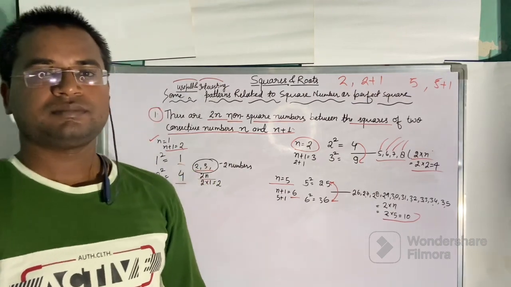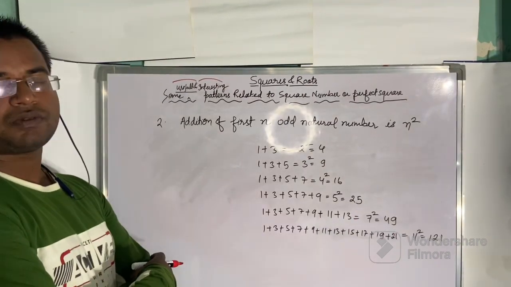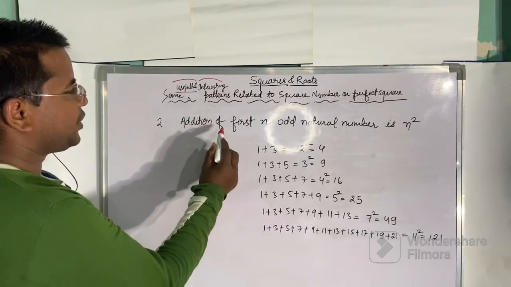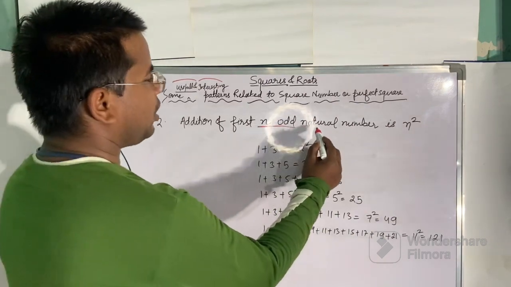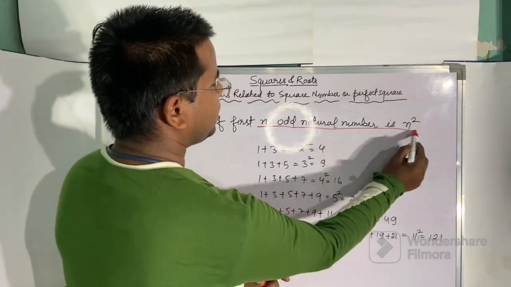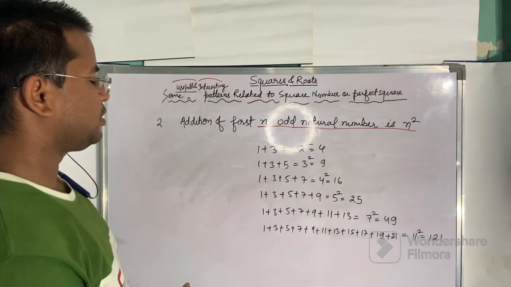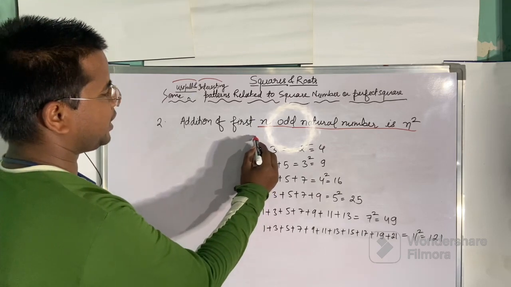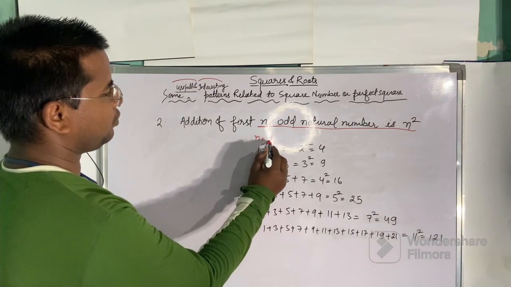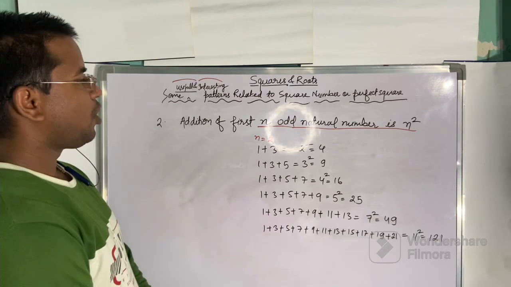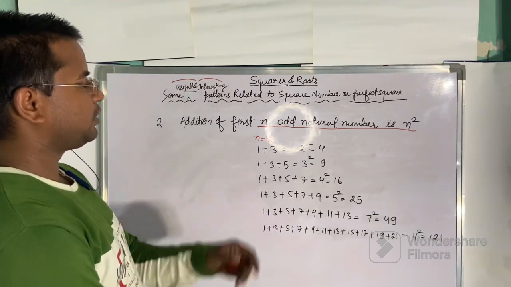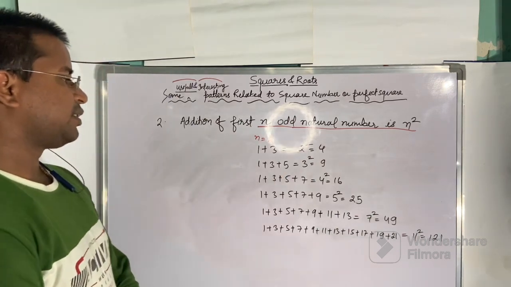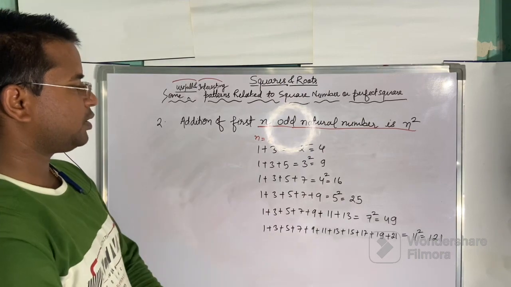Okay. This is another very useful and interesting fact related to squares. The addition of the first n odd natural numbers is n square. That means here 1 plus 3. How many odd natural numbers? That means n is equal to 2. There are 2 odd natural numbers. So the sum of these two odd natural numbers is 2 square, that means 4.